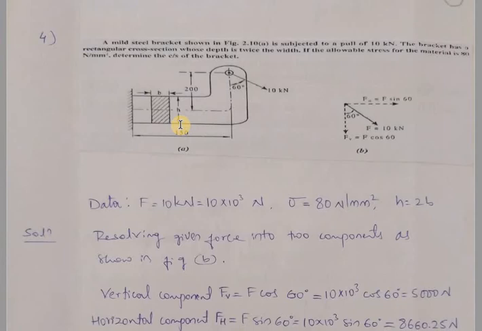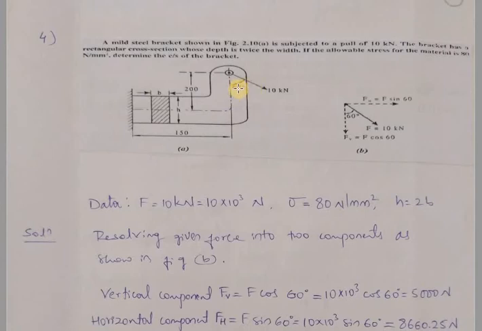So if you look into the given data, the value of load is given as 10 kilonewton, that is 10 into 10 raised to 3 Newton. Allowable stress as 80 Newton per mm square. Height of the cross section is twice the width. This is what they have given. And this load 10 kilonewton is applied at an angle of 60 degree with respect to this vertical. Okay, this is the given problem.